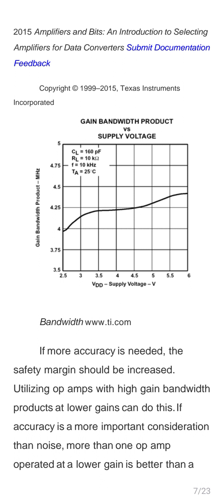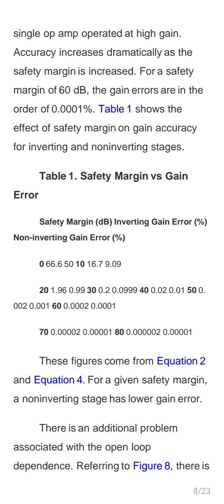Then the op-amp of high gain bandwidth products, at its lower gains, can do this. The accuracy is important for the considerations of noise, and when the op-amp is operated at lower gain, the accuracy is greater than when operated at high gain. That is, the safety margin increases dramatically. It is also increased here. The safety margin is 60 dB and the gain error is very small, near 0.0001%.